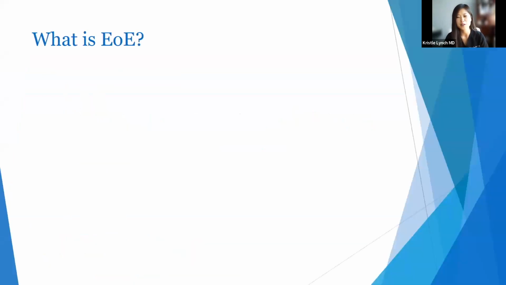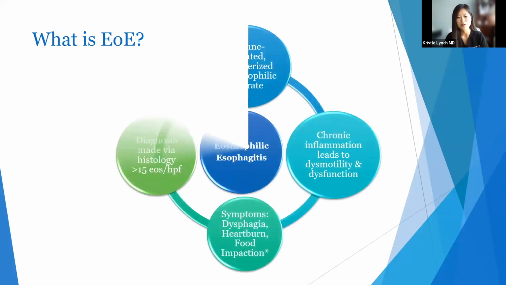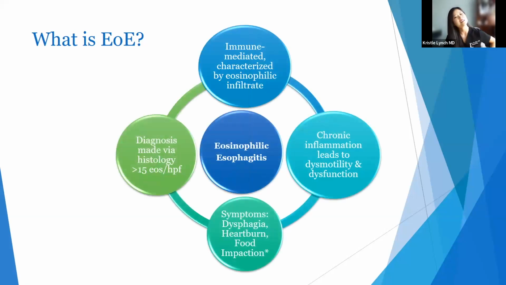So there's no better way to start than with EOE, as probably everyone on this meeting is aware of. EOE is an immune-mediated condition characterized by eosinophilic infiltrate. And we know that this disease can lead to chronic inflammation, which can lead to dysmotility of the esophagus as well as dysfunction. The classic symptoms in adults typically include dysphagia, heartburn, as well as food impaction. And we know that this diagnosis, when suspected, is really confirmed on histology, on biopsy of the esophagus with over 15 eosinophils per high power field.